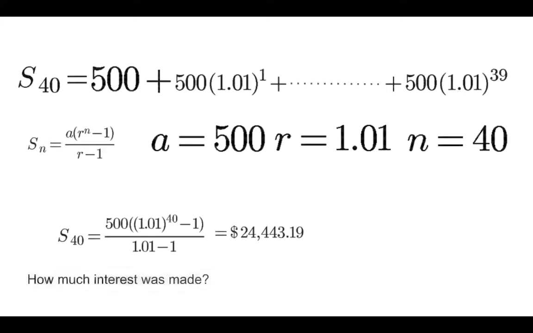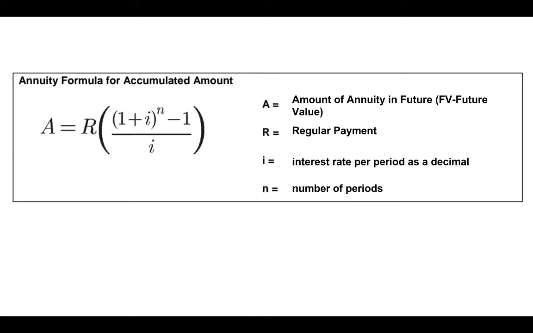So the question is like how much interest was made. If you multiplied 500 by 40, you'd get $20,000. So $4,443 is interest. That's not a hard calculation. You just have to multiply the payments by the number of periods, and then just subtract.